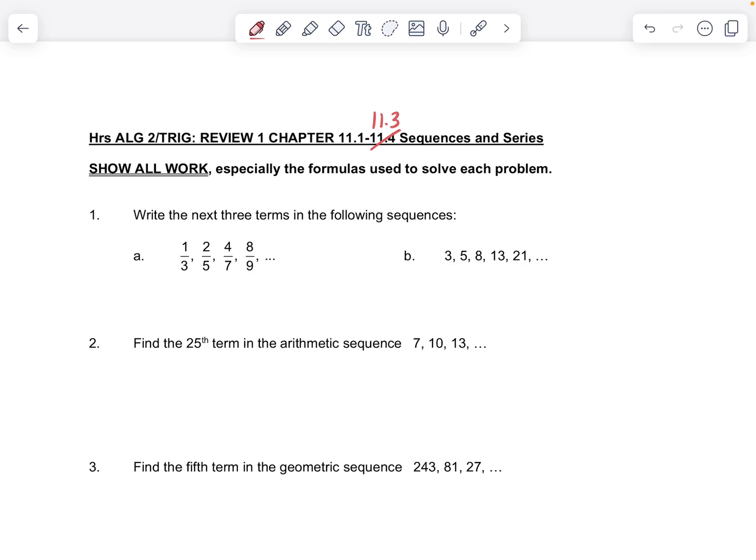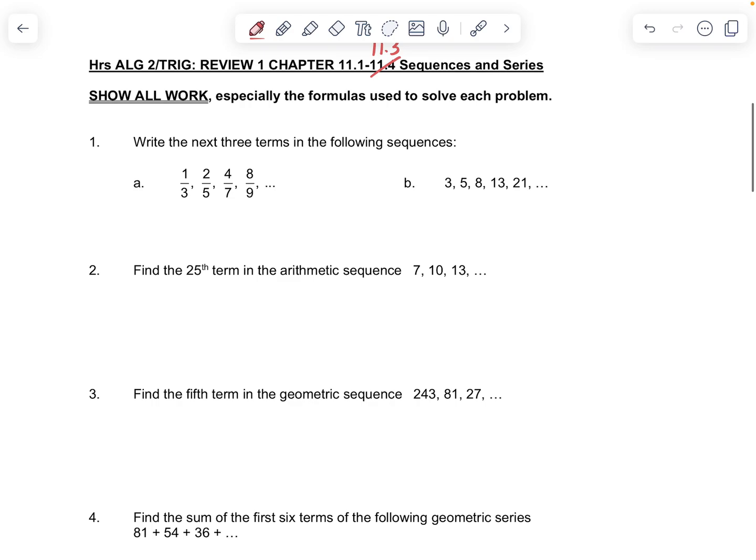So remember, whenever you have fractions, you really want to look for a pattern on the top and a pattern on the bottom. So the pattern for the numerator is that you're literally multiplying by 2 to get from term to term. Okay, so the next three terms, if I look at this last number, if I multiply 8 by 2, I get 16. If I multiply 16 by 2, I get 32. If I multiply 32 by 2, I get 64.